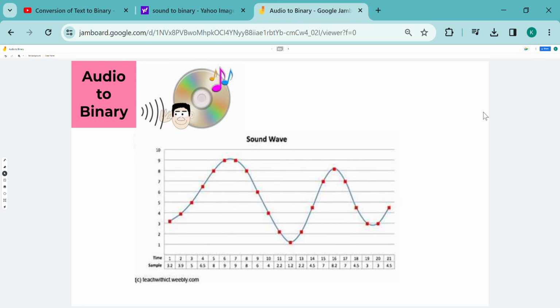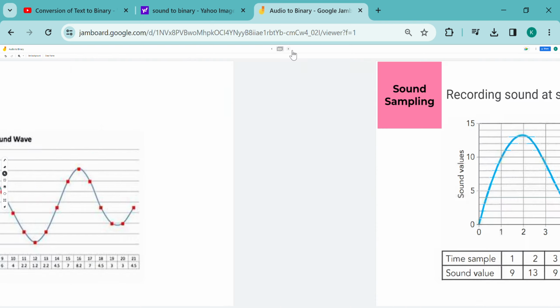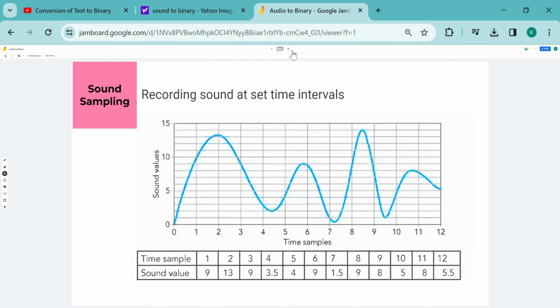As you can see in the title page, we have a wave and we are recording it at different intervals. And then we are storing these two values, time interval and different samples. But in order to better understand the concept of audio to binary conversion, we need to understand a few terms related to sound. The first term is sound sampling.